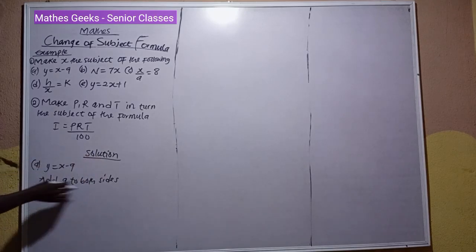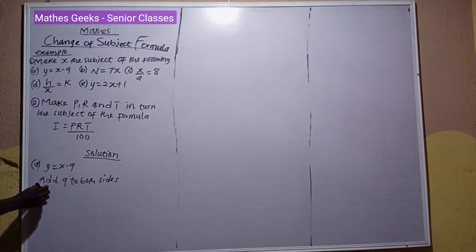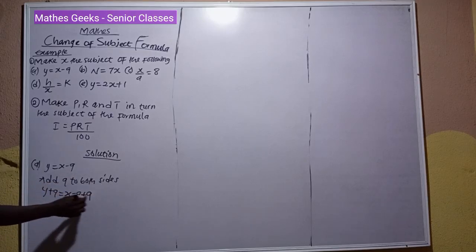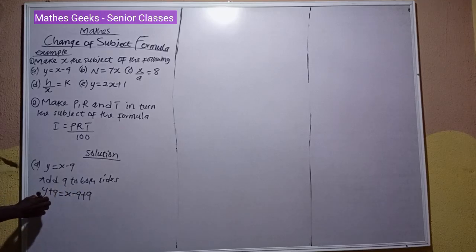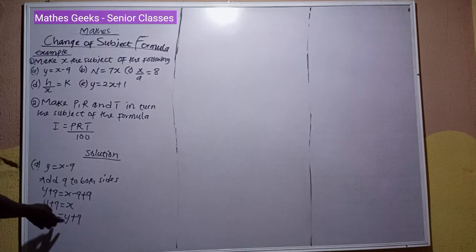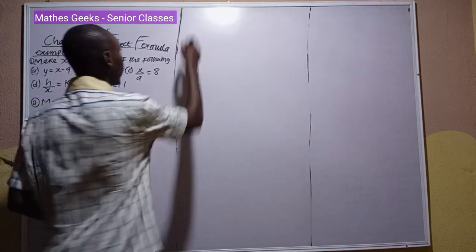So when we add 9 to both sides, we will have y plus 9 is equal to x minus 9 plus 9. Minus 9 plus 9 is 0. So y plus 9 is equal to x, or we say x equals y plus 9. So we have made x the subject of the formula. That's how to go about it.